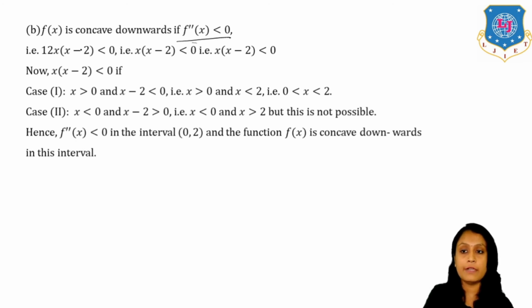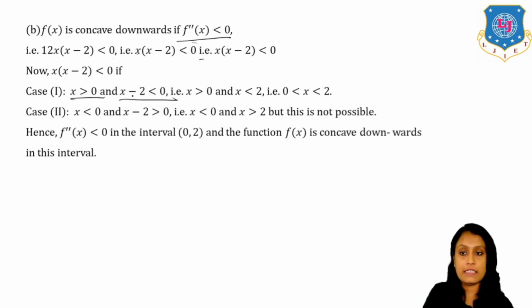Again write down f''(x). So from this we have x (x - 2) less than 0. So now again we have two cases. What is the case? If x is greater than 0 and x - 2 less than 0. We want less than 0 over here. So either of the two should be less than 0.